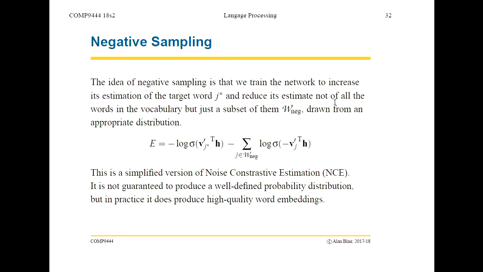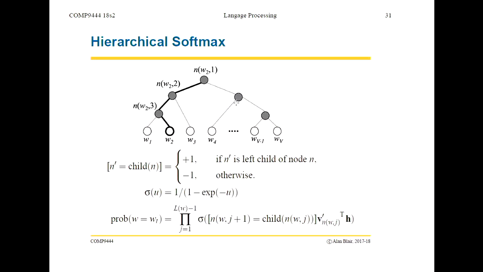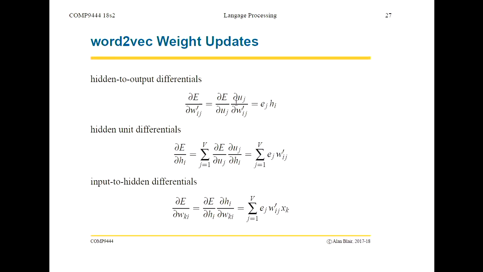Now, the other method for dealing with this complexity is called negative sampling. In a way, this is actually simpler, but it doesn't have the same theoretical properties as the hierarchical softmax. So the idea behind negative sampling is the following.